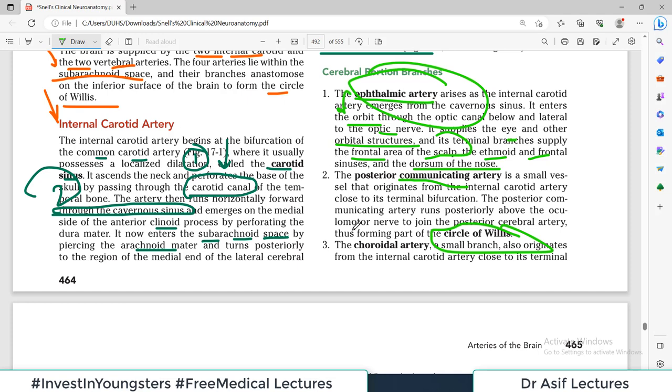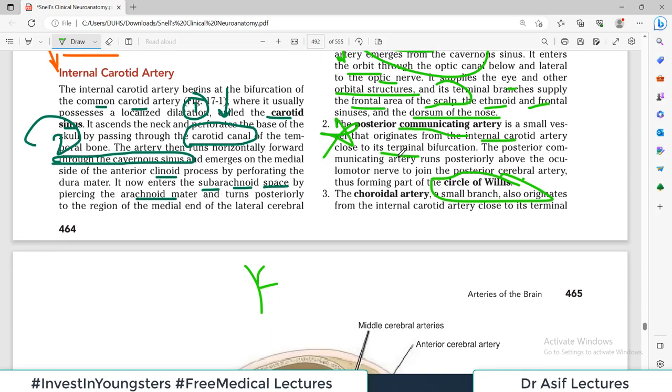So internal carotid ki ek branch jo straight away participate karti hai circle of Willis mein, that is posterior communicating artery. It's a small vessel that originates from the internal carotid artery close to the terminal bifurcation, yani jahan internal carotid दो ब्रांचेस में, जो कि एंटीरियर और मिडिल सेरिब्रल थी, उससे पहले ये ब्रांच निकलती है, which is the posterior communicating, and it communicates with the other branches of the vertebral artery and makes the circle of Willis. इसके बारे में भी हम पढ़ेंगे थोड़ी देर में जब circle of Willis discuss करेंगे.